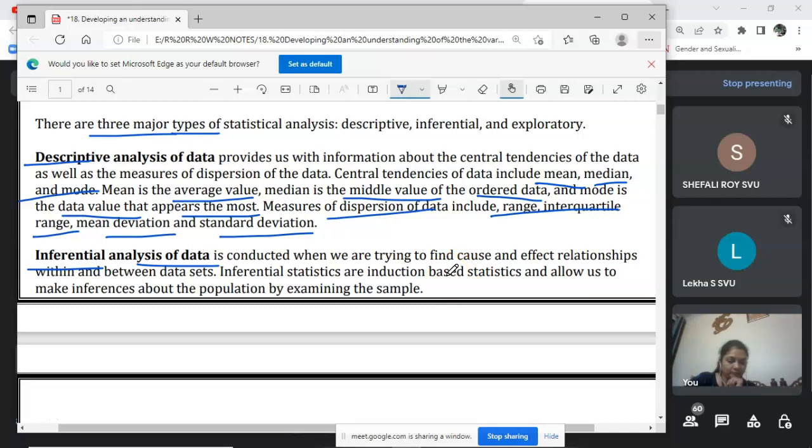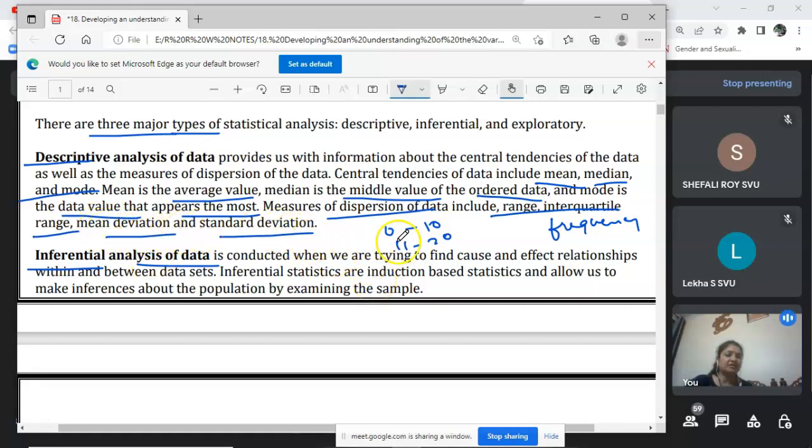In the measures of dispersion of data, there is an interquartile range. What actually does it mean, ma'am? Interquartile range is like when we divide the data by frequency, like 0 to 10, 11 to 20, right? We set the data in ranges. That is interquartile range.